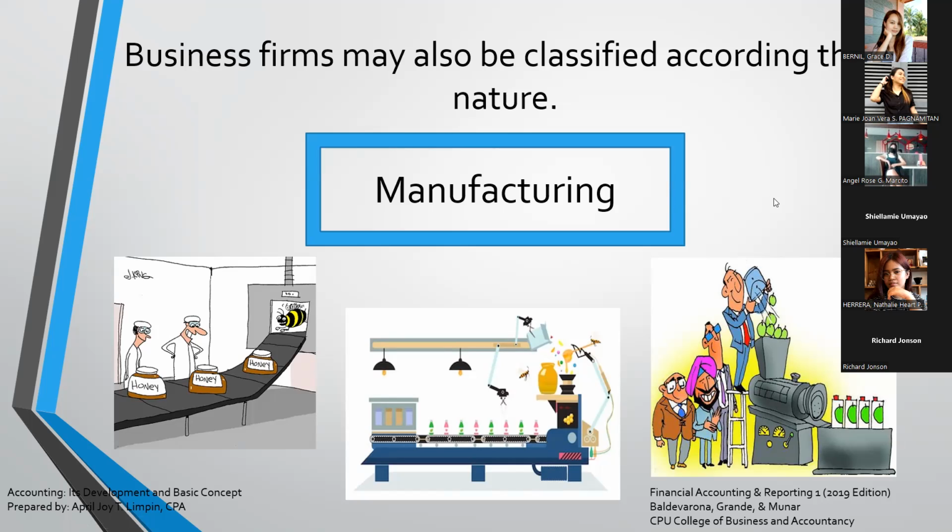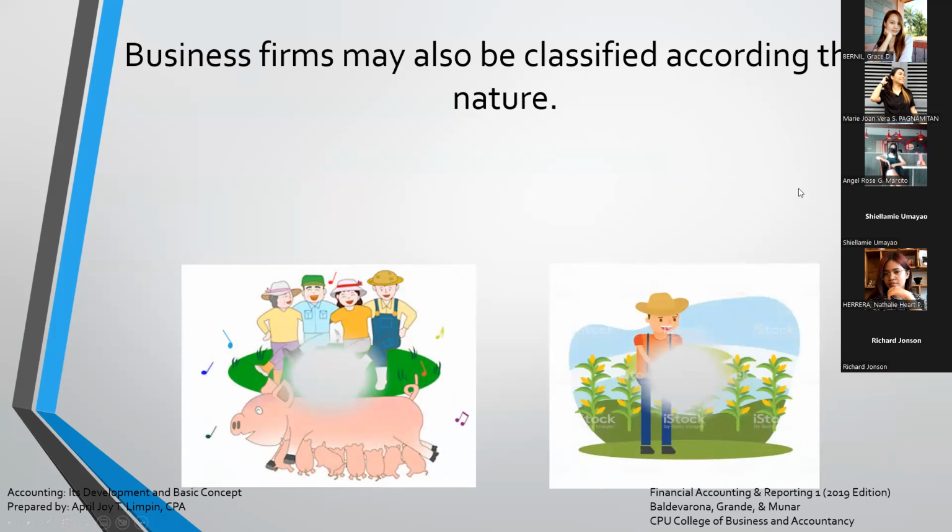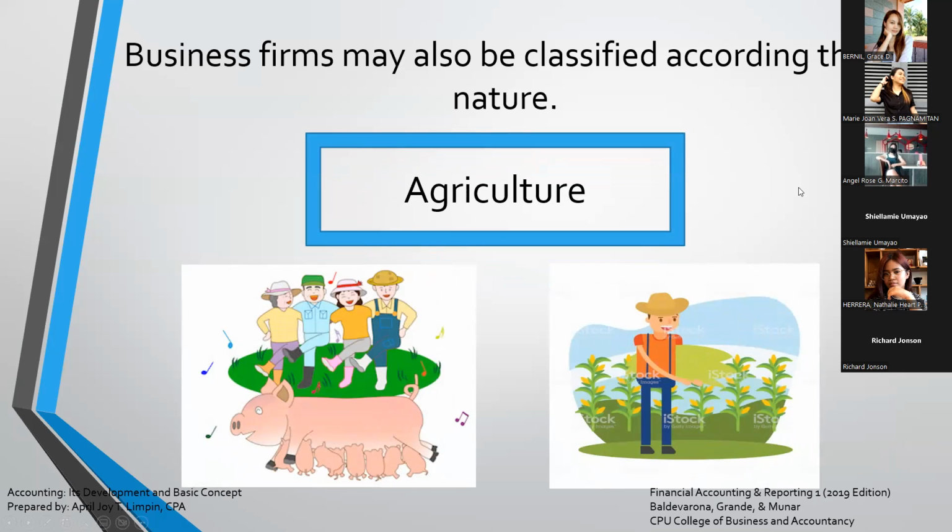So that's for the manufacturing firm. It makes their product from scratch or from raw materials, then provides it to their customers as a form of also merchandise or finished goods. And lastly, the business firm that we will be discussing is agriculture. So it is involved with crops and poultry, piggery, anything that is considered to be part of the agriculture industry.